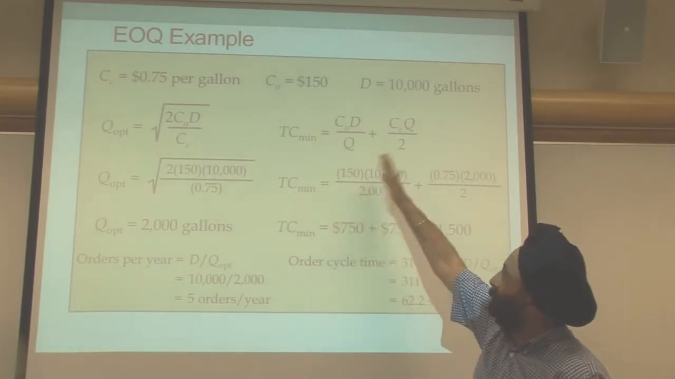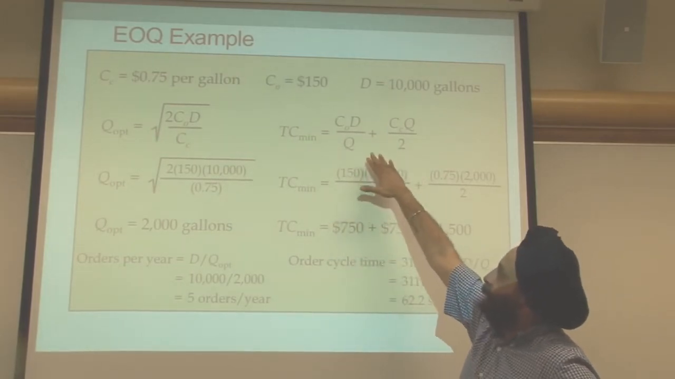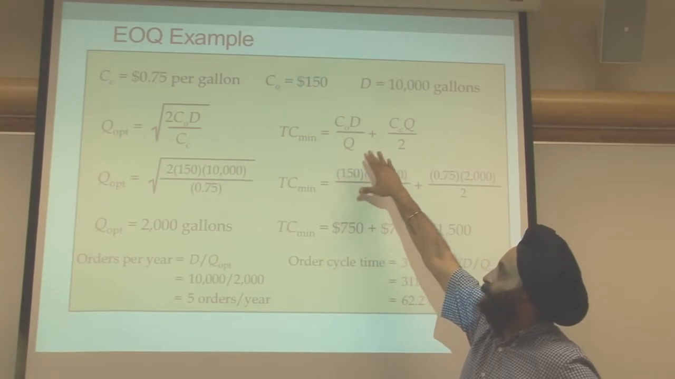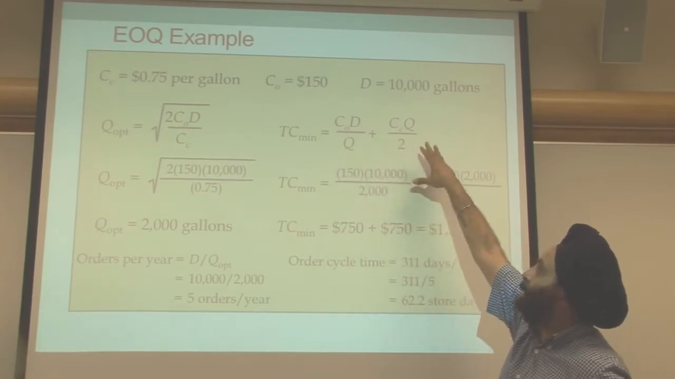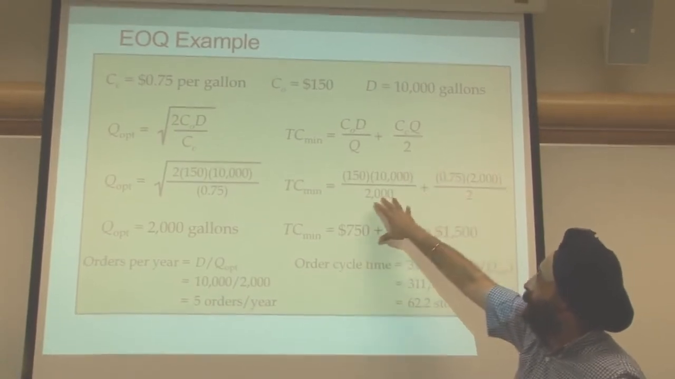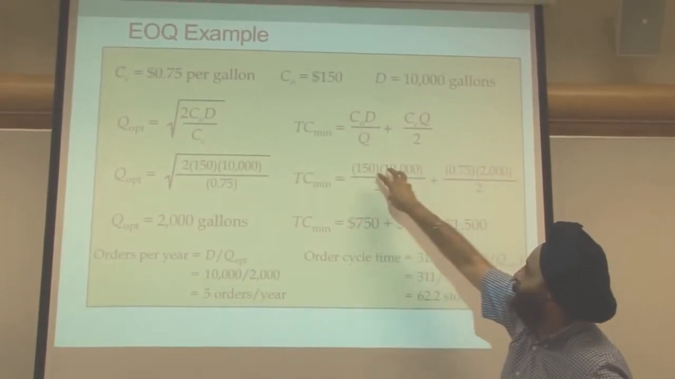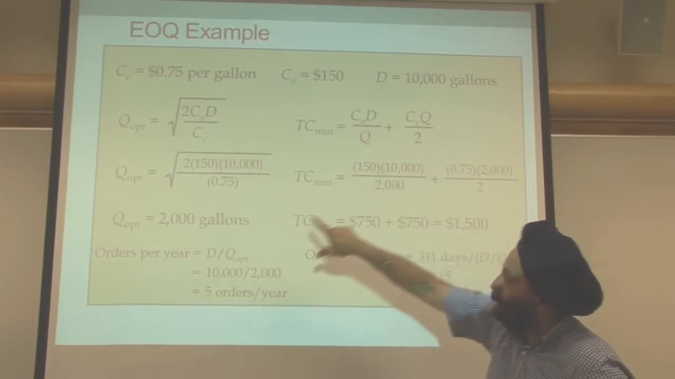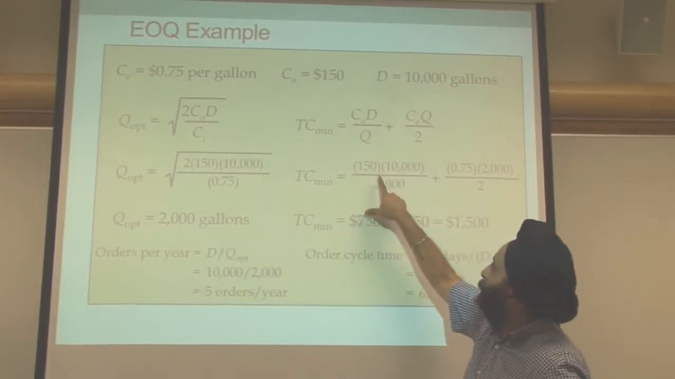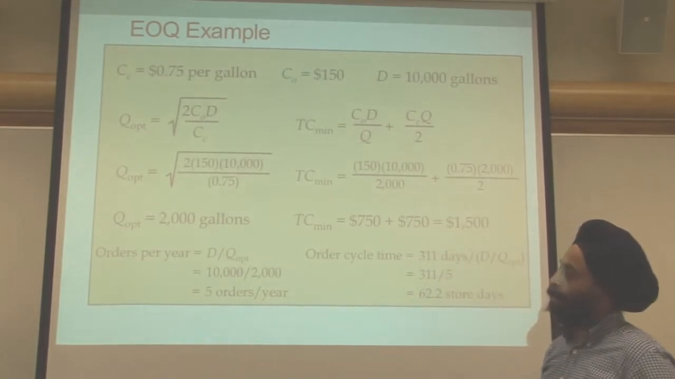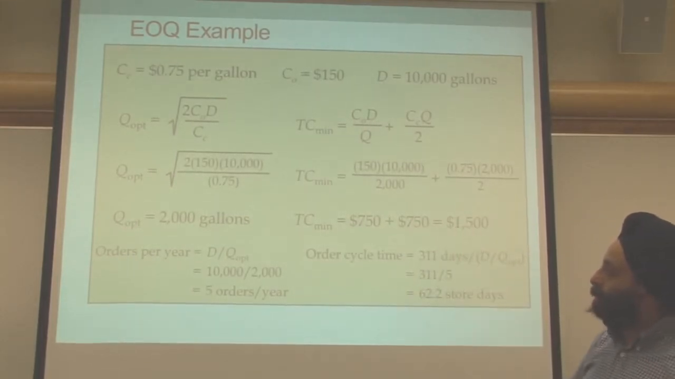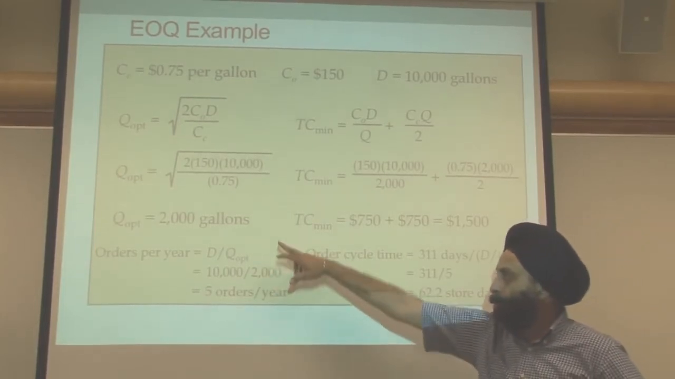Now, the total cost associated with that is, as we mentioned earlier, CO times D divided by Q plus CC times Q divided by 2. These two numbers will be exactly the same, because at Q optimal, ordering cost equals carrying cost. So 750 plus 750, that's 1,500. That's the minimum cost of inventory that will be achieved if we order 2,000 gallons at a time.